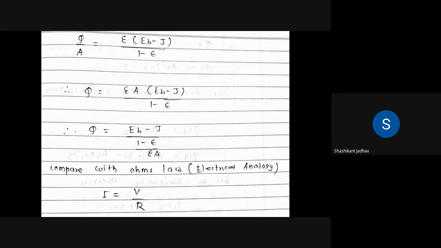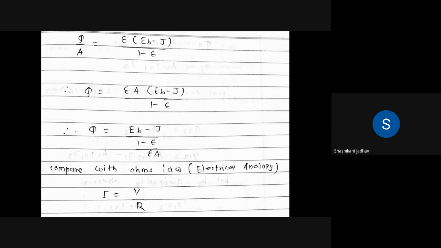So write down the equation for Q. We have to take the area to the right hand side. So Q is equal to epsilon into A into bracket EB minus J divided by 1 minus epsilon. Okay. So therefore we have to take epsilon into A to the denominator. So that value becomes the denominator of the denominator. So Q is equal to EB minus J divided by 1 minus epsilon divided by epsilon into A.